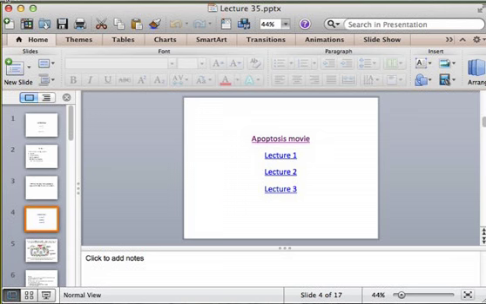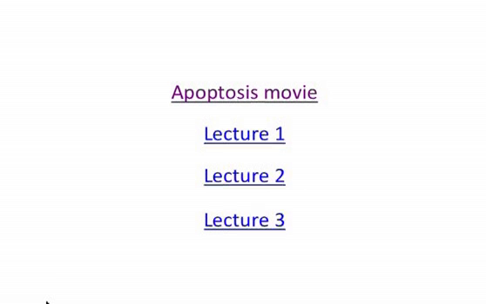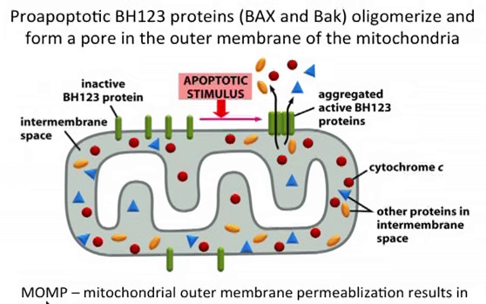Okay, while we wait for that to start up, we'll come back to the movie in a minute. So let's just go over the role of these BCL2 proteins. Remember, BCL2 is a family of proteins, and there are 3 categories. There are the BH1, 2, 3 proteins. Those are the pro-apoptotic proteins that actually form the pore in the mitochondrial membrane.